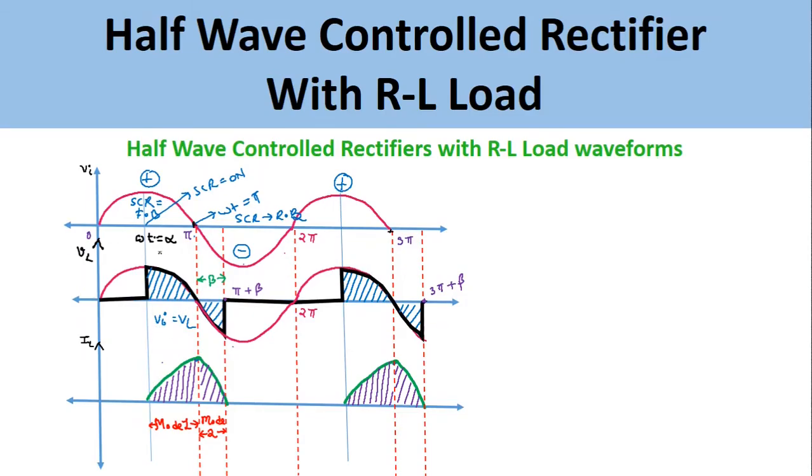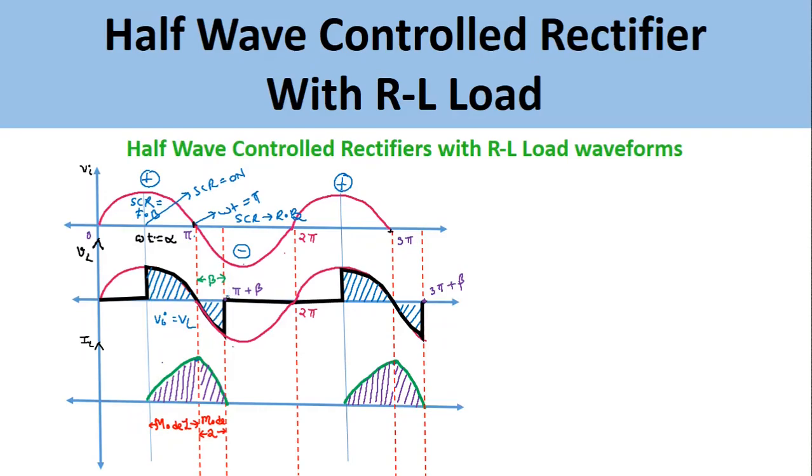From 0 to omega t is equal to alpha, there will be no signal at the output, and from omega t is equal to pi to omega t is equal to pi plus beta, we have a signal, and the output signal will be equal to the input signal in between these two instants.